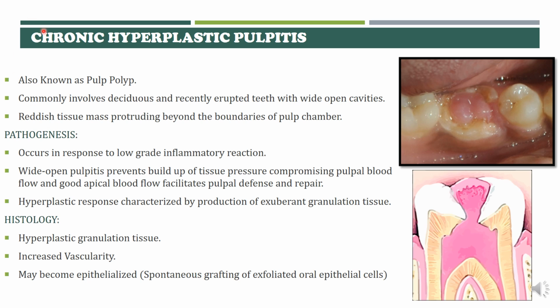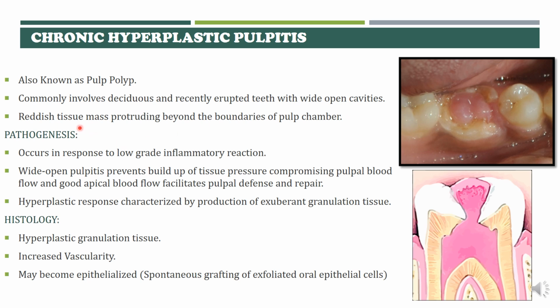Okay, now as the name suggests, it's chronic. Okay, and hyperplastic means basically overgrowth of pulp tissue, and there is inflammation of the pulp that takes place. So secondary to inflammation of the pulp, there is hyperplastic pulp tissue that grows in these lesions, and it's chronic. So it's also known as pulp polyp. It's commonly seen in deciduous teeth or recently erupted permanent teeth, right, as is seen here in this picture, which have wide open cavities. All right, so wide open carious lesions where there's a pulpal inflammation.